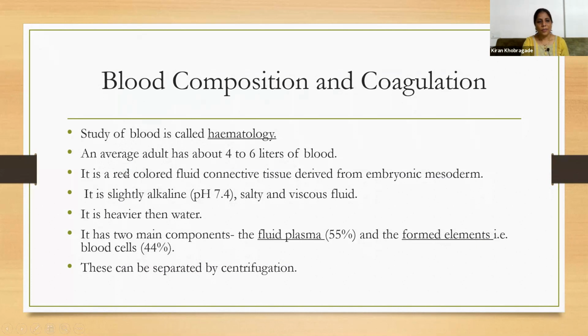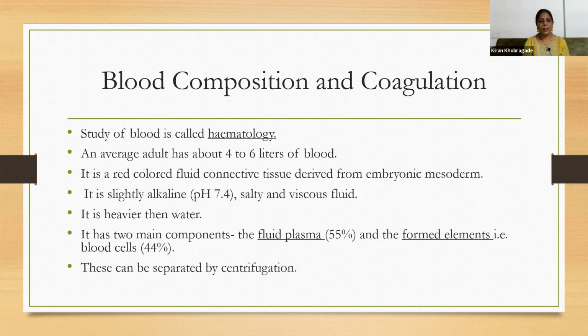Whereas when we say blood, it is a red color fluid connective tissue, and this is derived from embryonic mesoderm. We know that we have three layers, okay? That is ectoderm, mesoderm, and endoderm. Ectoderm is the outermost layer, mesoderm is the middle layer, whereas endoderm is the innermost layer. Now this blood is basically formed from the mesoderm layer.